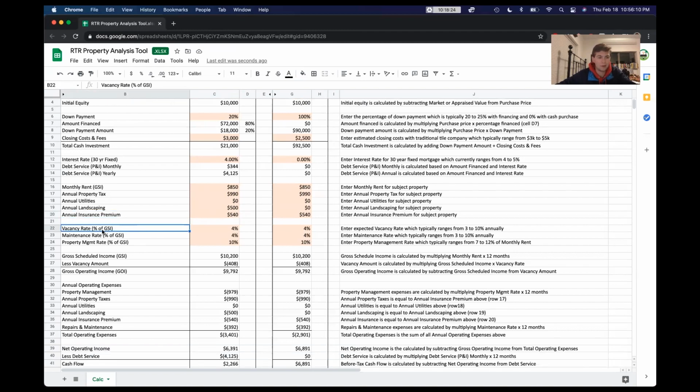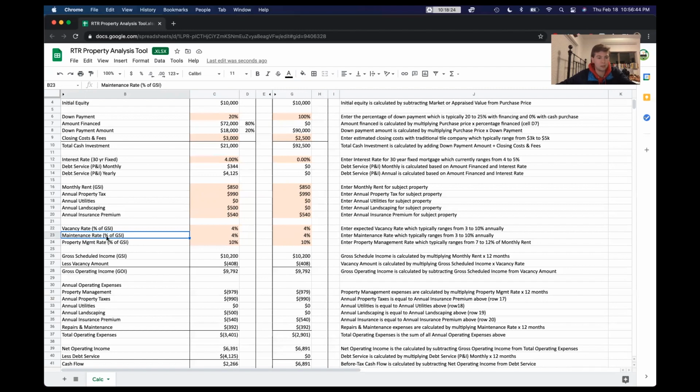Our vacancy rate, or our percentage of gross scheduled income, that was also up here, our monthly rent. That's our gross scheduled income, what we expect to have in rent. So our vacancy rate, which is a percentage of that gross scheduled income or monthly rent, we're going to assume a 4% vacancy rate. So 4% of the time that our property is available to be rented, it's not going to be rented. But the other 96% of the time, it will be.